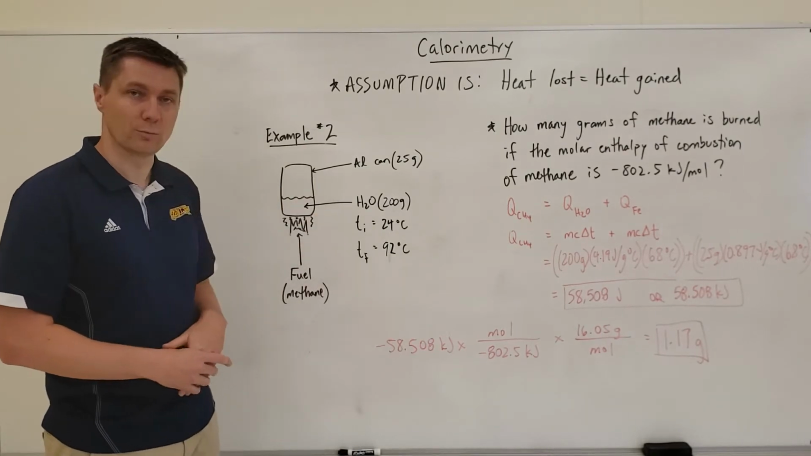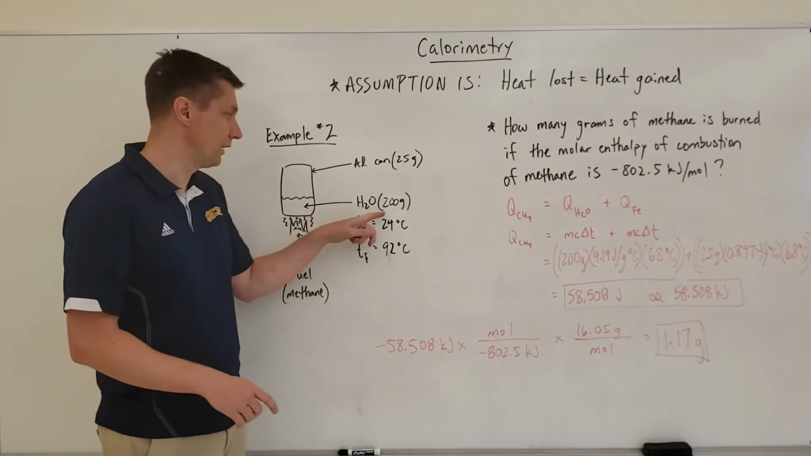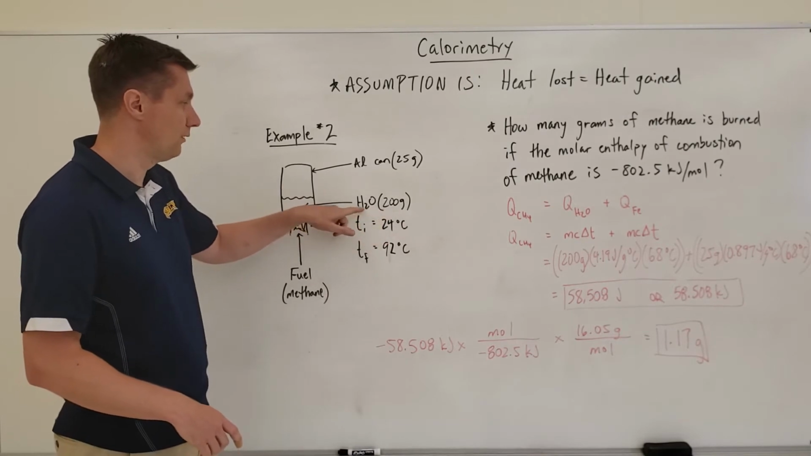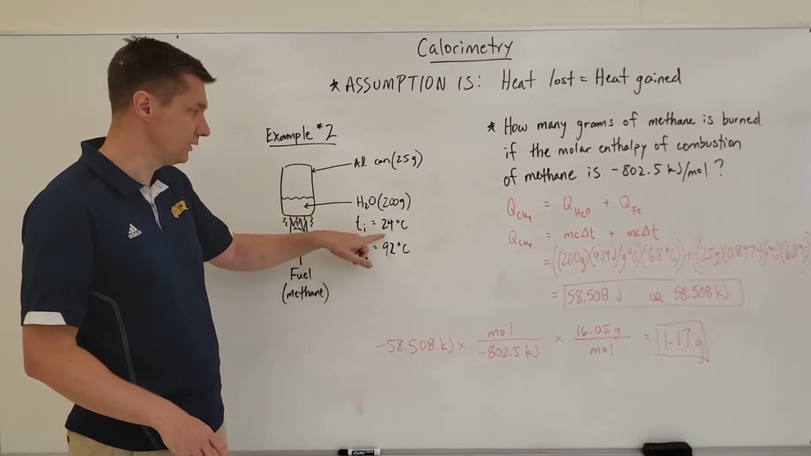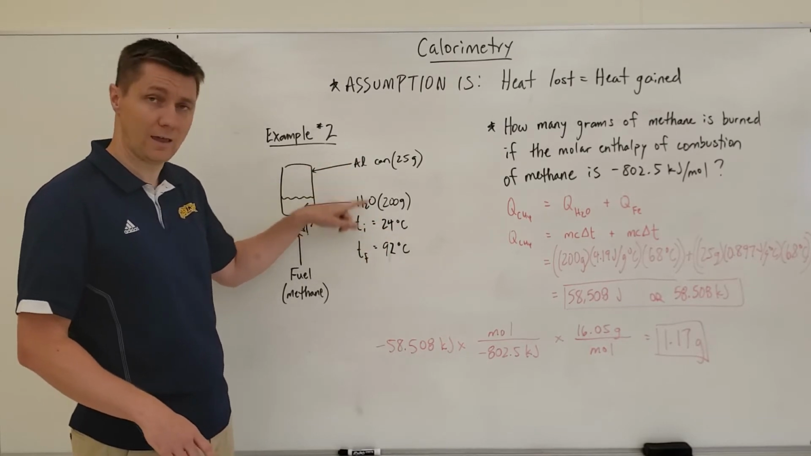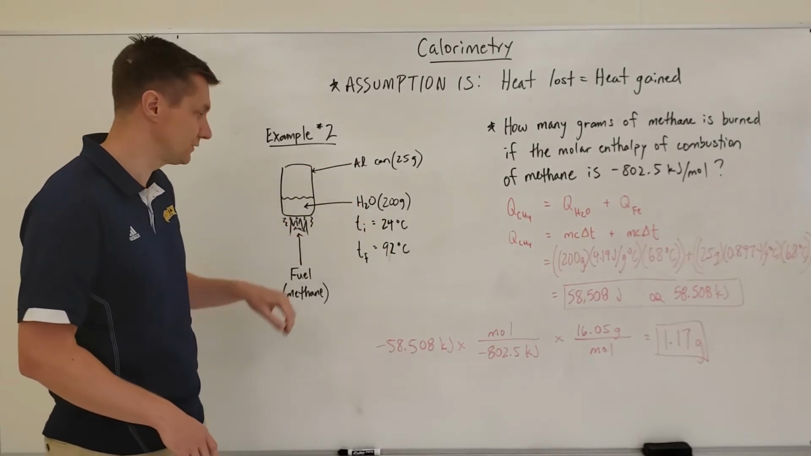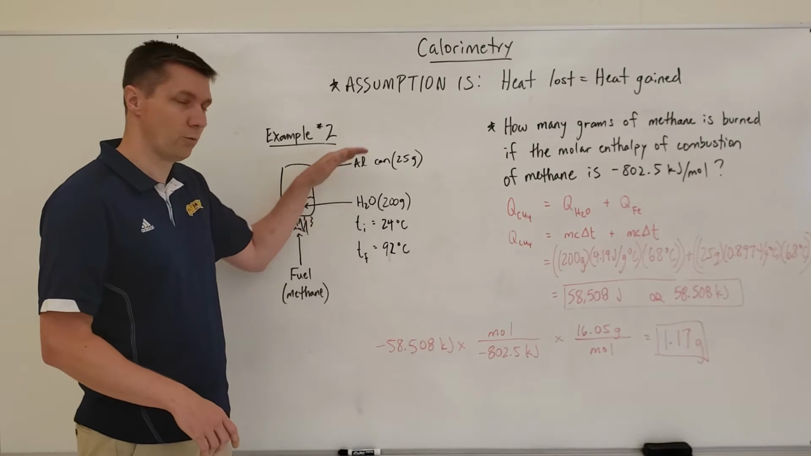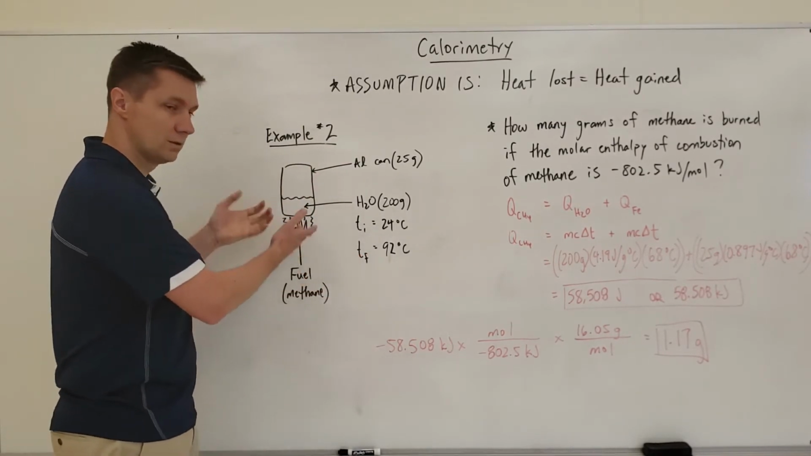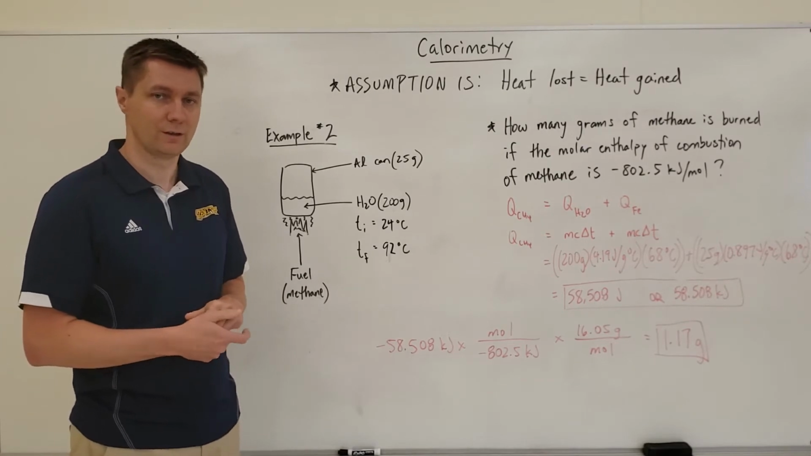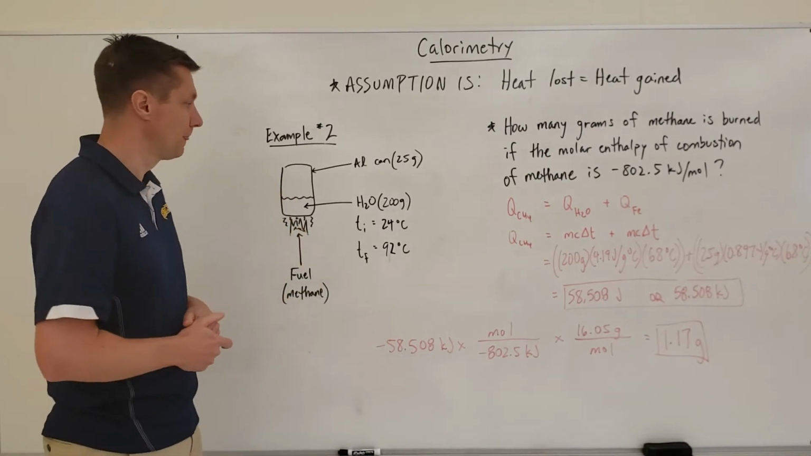in order to get these certain parameters. So here we've got 200 grams of water, 25 grams of aluminum, and the initial temperature of both the can and the water was 24 degrees Celsius, and the final temperature of both the water and the can was 92 degrees Celsius, based on this burning that took place underneath where that heat was going in.